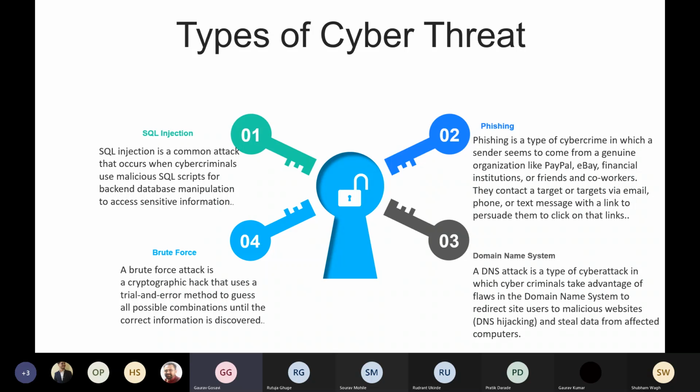And second is brute force. Basically, a brute force attack is a cryptography hack that uses a trial and error method to guess all possible combinations until the correct information is found. This type of attack is done to hack your password. They write an algorithm that runs simultaneously, in an infinite loop. When the password is cracked, they get that data. This cybercrime is done to get your password.